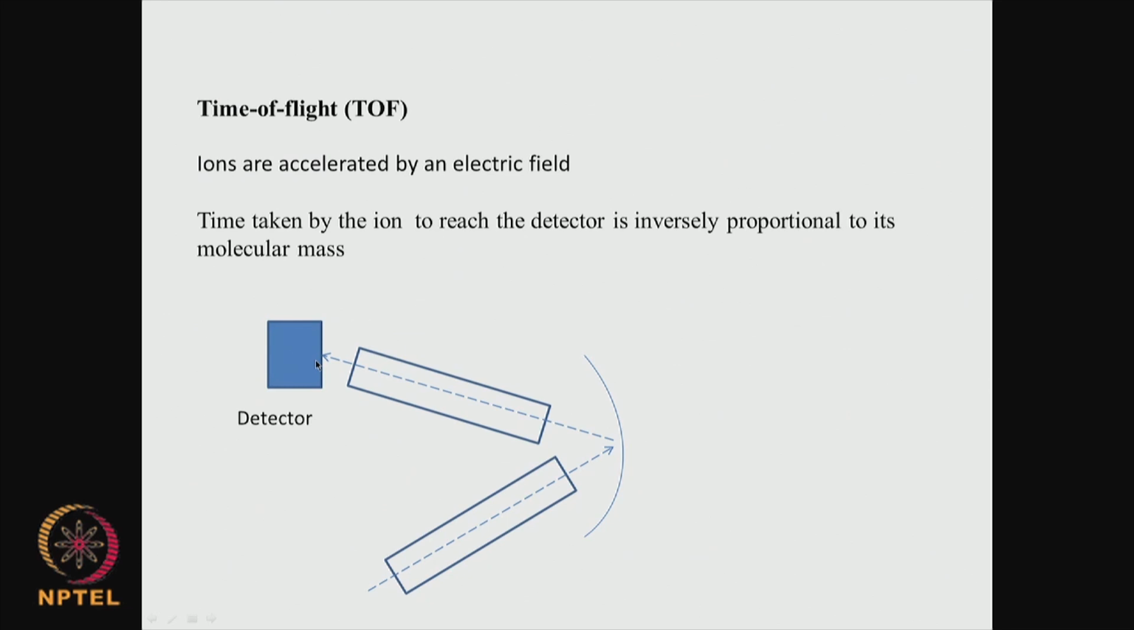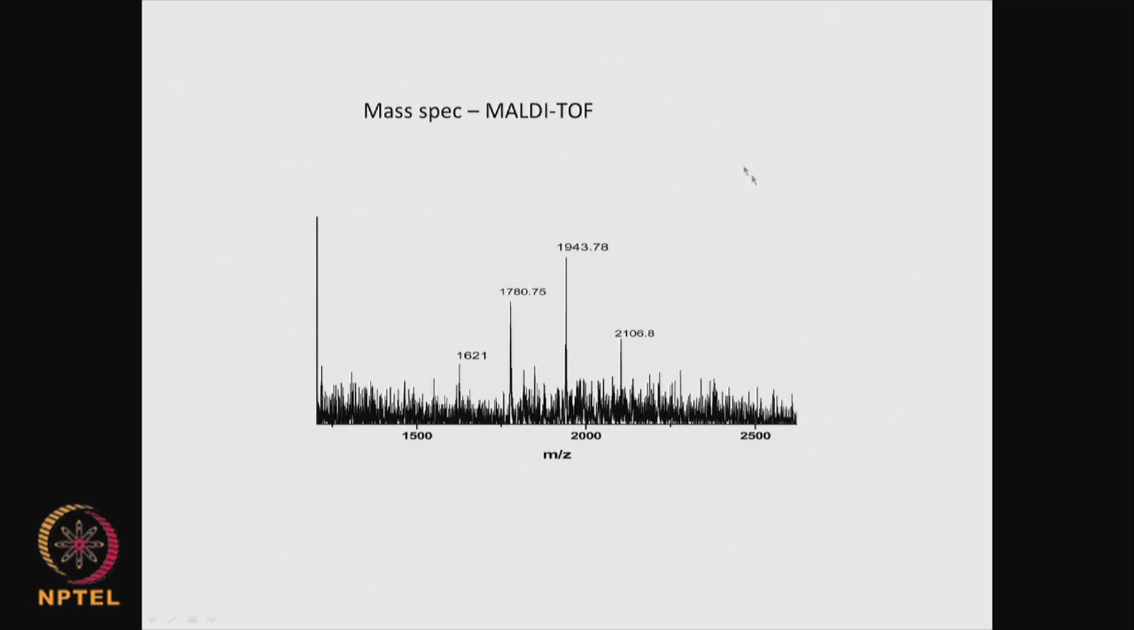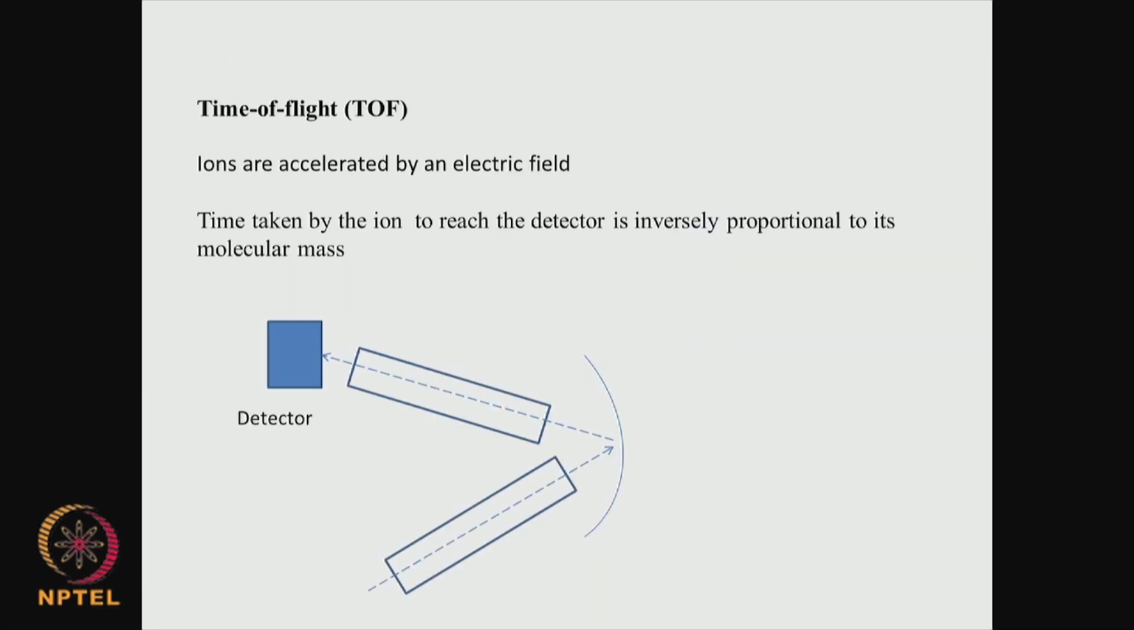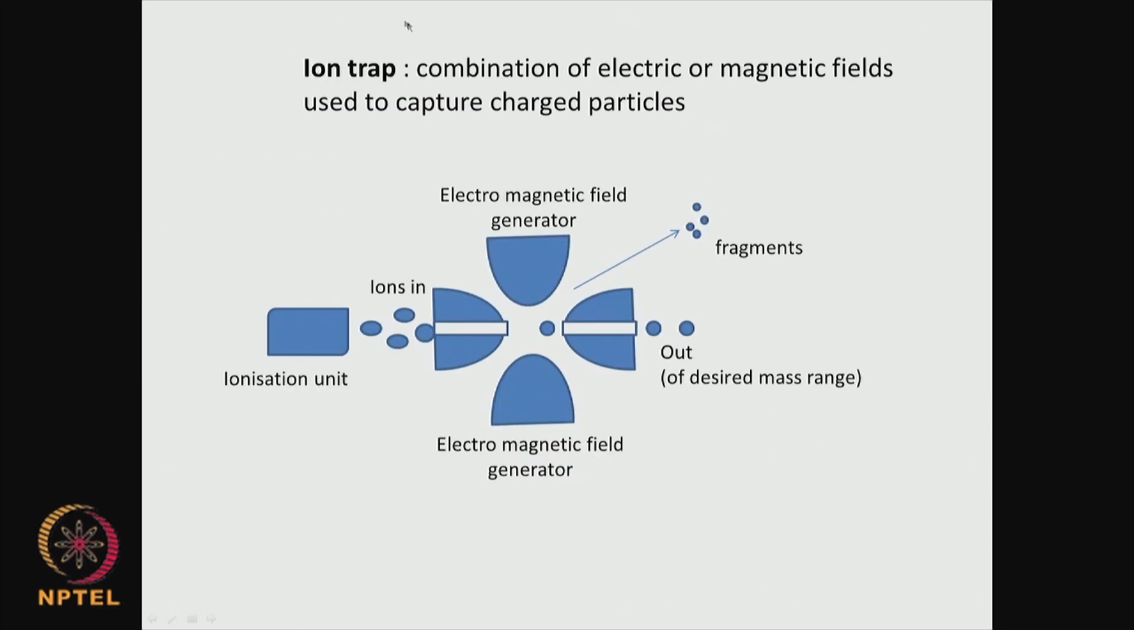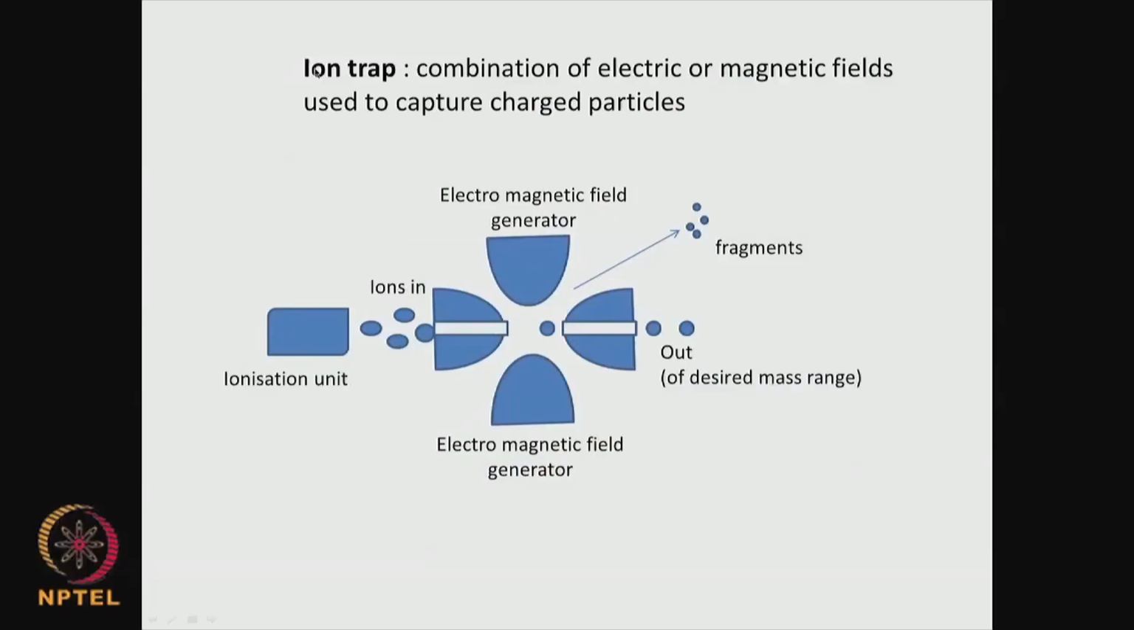From the time, you get the relationship for the mass, and that is how the molecular weight of the material is detected. This particular mass spectrum is from a MALDI, and the detector side is called the time of flight detector. Okay. There are different types of detector side. One is the time of flight, the other one is called the ion trap. It is a combination of electric and magnetic fields to capture charged particles of a certain mass. You are interested in a certain mass, not in any other mass. That is why it is called ion trap.